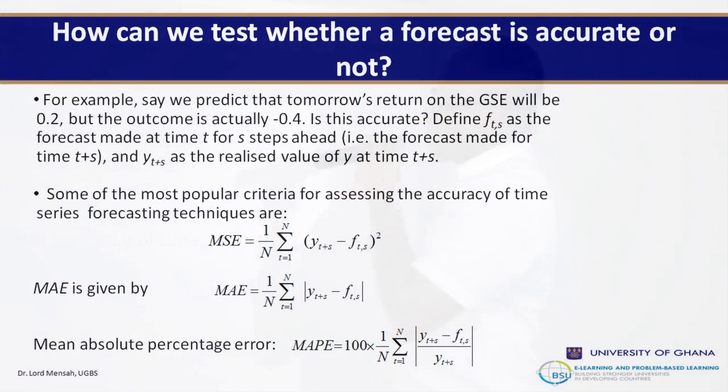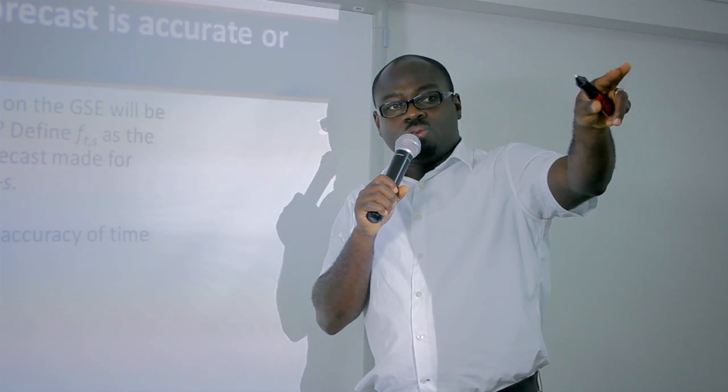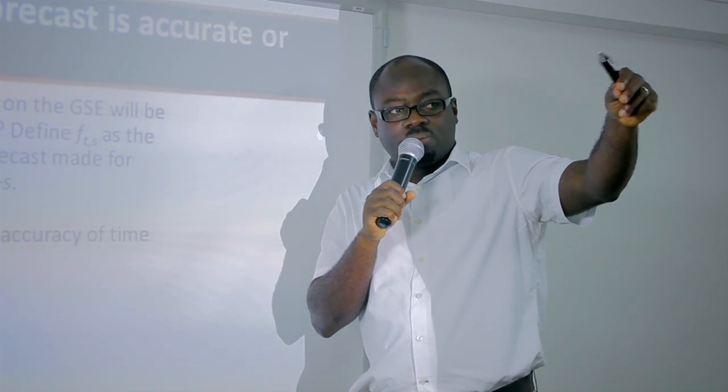Define F(T,S) as the forecast made at time T for S steps ahead, for example the forecast made for time T plus 1. So we denote Y(T plus 1) as the realized value of Y at time T plus 1. So there's a difference between what you forecast and what you realized in the future. So we try to minimize that margin of error.